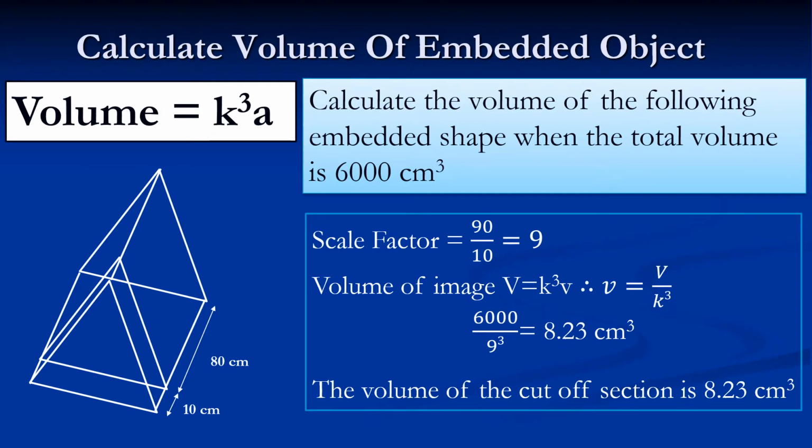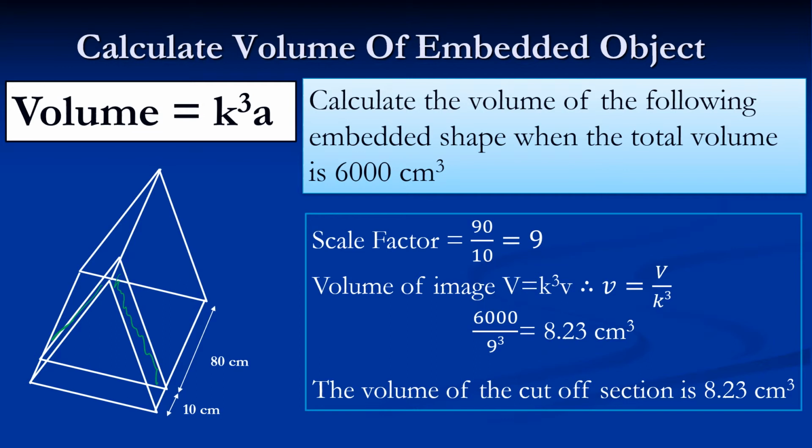Now an embedded object is just a shape within a shape. Imagine this is something like a famous chocolate object that comes in triangles, extremely close to our stomachs or hearts or something, and quite yummy. Calculate the volume of the embedded shape, that's this little triangular prism here, when the total volume of the shape is 6,000 cubic centimeters.